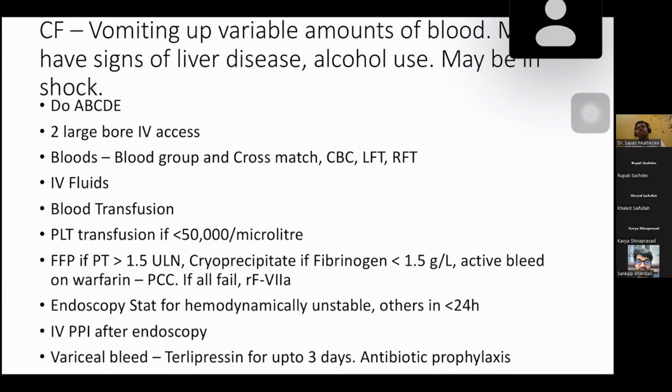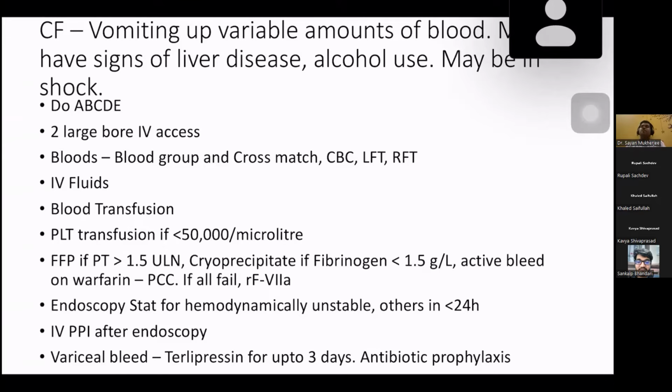If there are varices, they can see the varices. We can see the dilatation of the veins in the lower part of the esophagus. And if it's a stomach bleed from a peptic ulcer, they can localize the ulcer and see the bleed and the clots that are there. On the basis of that, they can perform some interventions too.